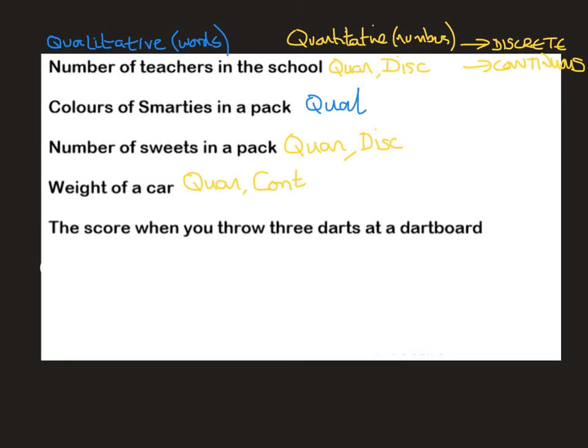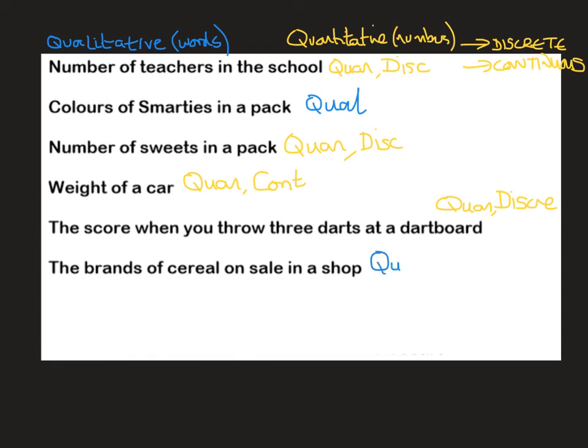Now we've got the score when you throw 3 darts at a dartboard. Qualitative or quantitative? Well, it's a number, so that would be quantitative. Discrete or continuous? It's going to be discrete, because you would have a score of 1, 2. Even if you hit that metal bar, you're not going to get half a point. How about the brands of cereal on sale in a shop? Well, that would be given as words, so that would be qualitative data.